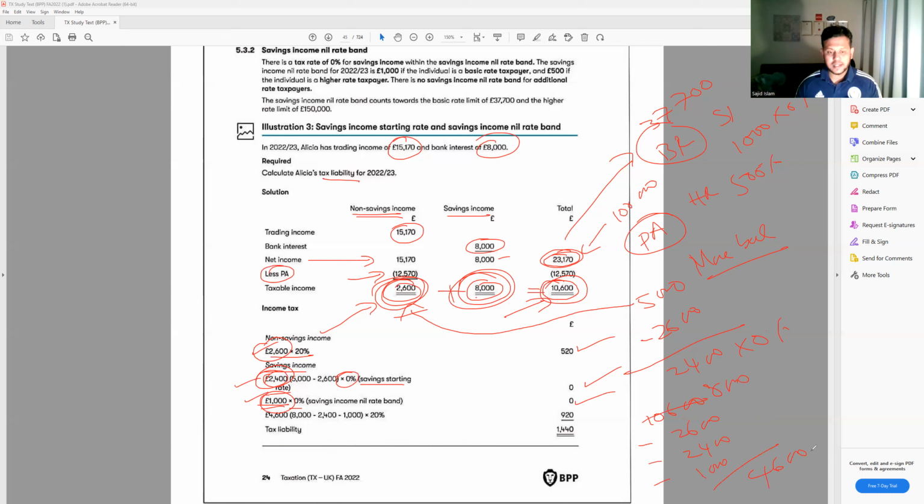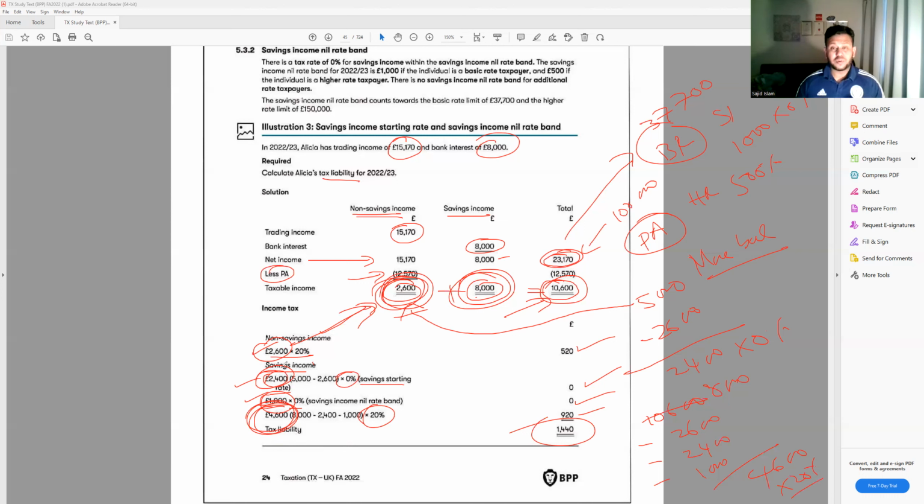On this 4,600, I'm going to pay 20% tax because I'm a basic rate taxpayer. That's 920. So remember that the non-savings is very clear. Whatever is non-savings, 20%, because it is less than 37,700.